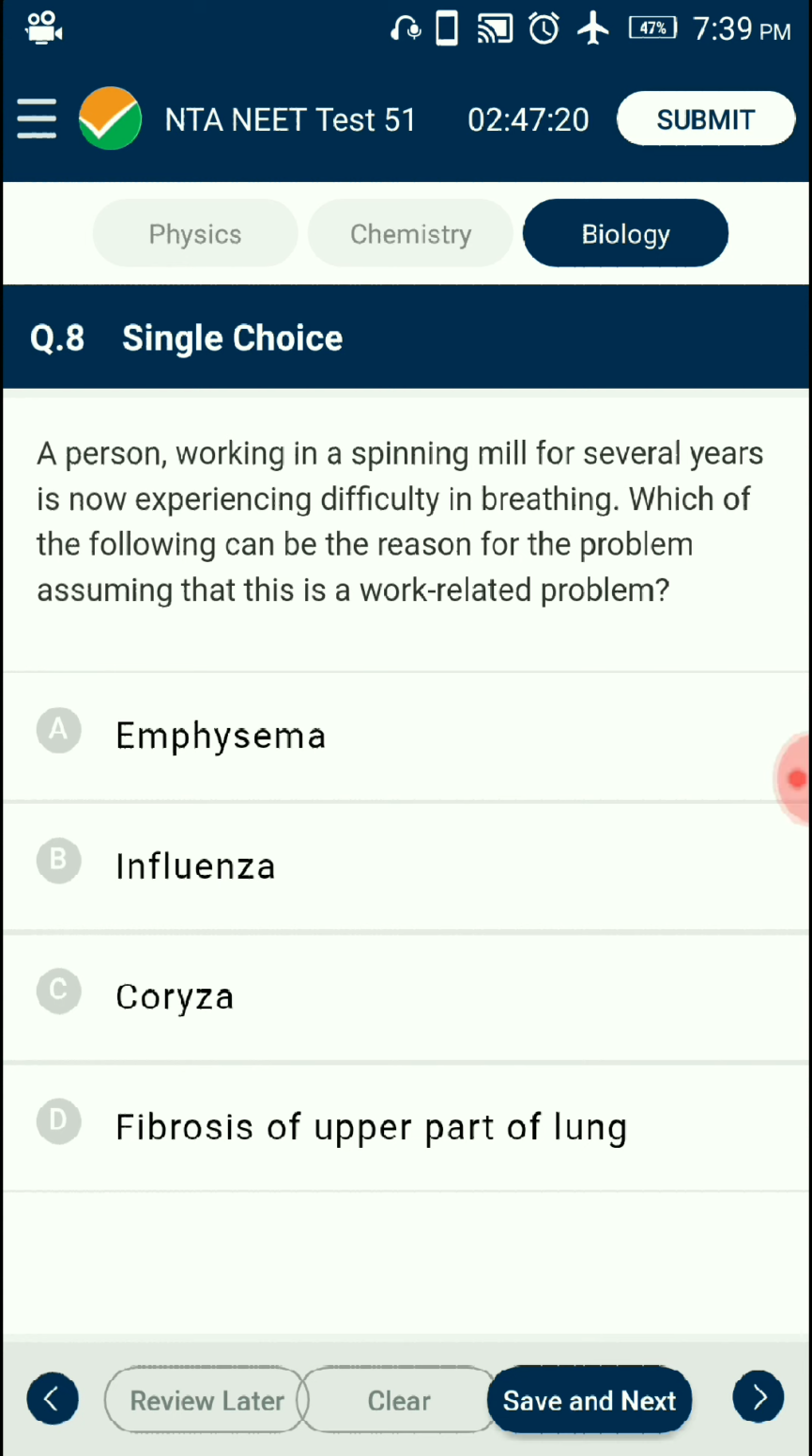Due to repeated injuries to the internal tissues caused by the inhalation of dust in the mill, scar tissue develops. This scar tissue formation is known as fibrosis. In it, the damaged cells or tissues get replaced by connective tissues, and unchecked, this leads to the formation of permanent scar tissue. This causes breathing problems and respiratory disorders as the tissue loses flexibility. So the answer is option D, fibrosis of upper part of lung.